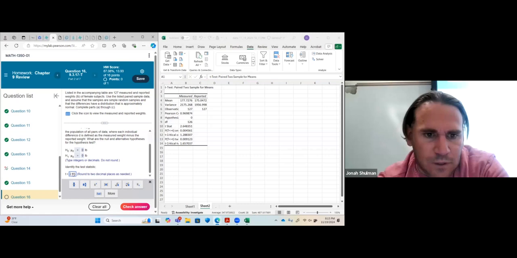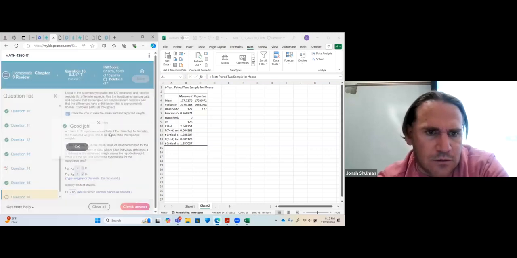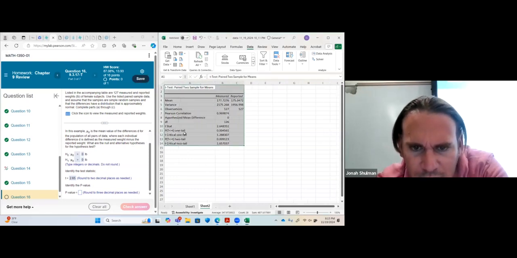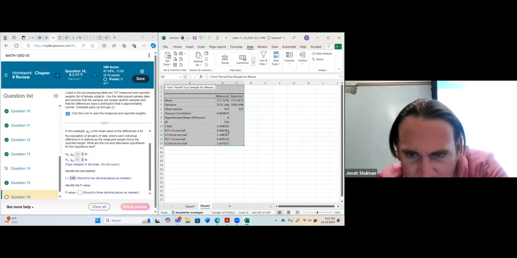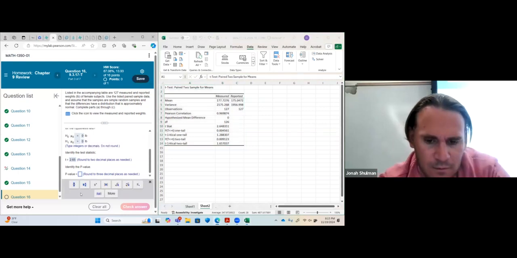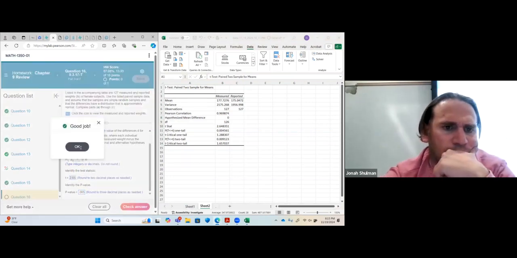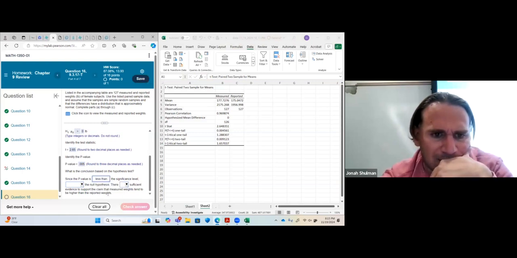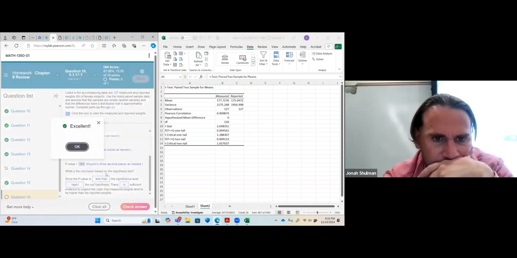Ta-da, check answer. Good job. Our p-value is, we're talking, it's a one-tailed test. So our one-tailed test is 0.005. Since the p-value is less than 0.10, we reject the null. There is sufficient evidence.